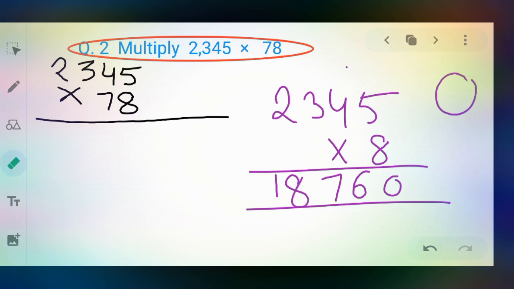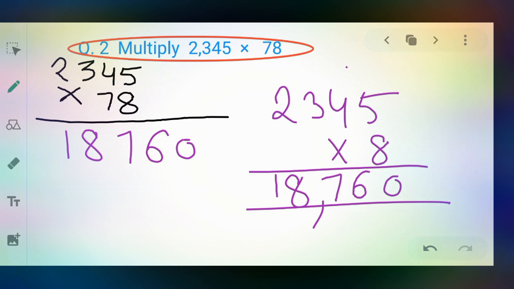Now in this way, dear student, we get the answer 18,760. So this answer I will write here. What I do, I will write this answer here. The answer is 18,760. Now I will erase all these things.